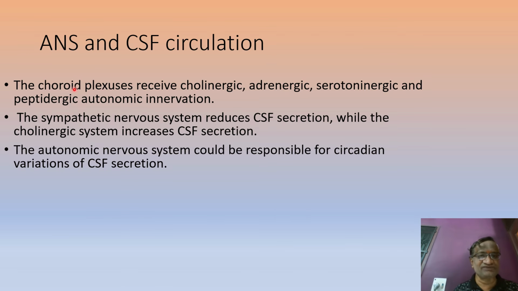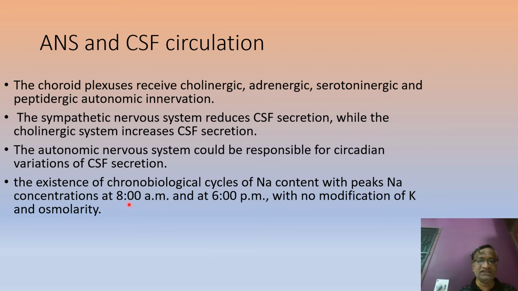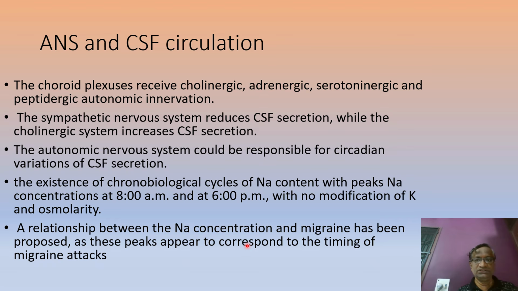Autonomic nervous system and CSF circulation. The choroid plexus receives cholinergic, adrenergic, and serotonin innervation. The sympathetic nervous system reduces CSF secretion. The cholinergic system increases CSF. So there may be a circadian rhythm: in the morning this is more, in the evening this is more. That is because of the autonomic nervous system, sympathetic decreases CSF, parasympathetic increases CSF. That is why the sodium content also makes a difference. Sodium concentration and migraine has been proposed, but this is not related to anesthesia.